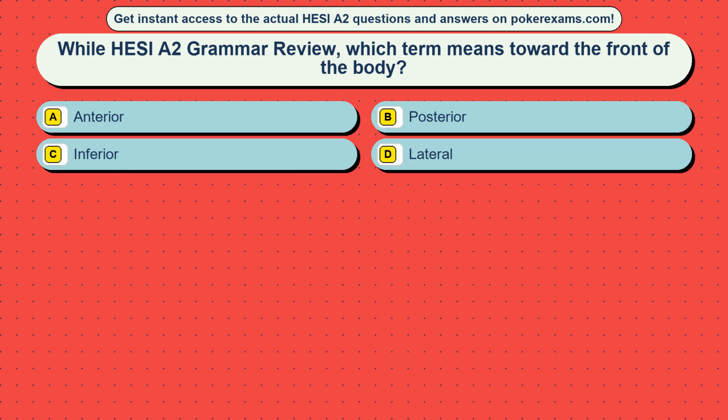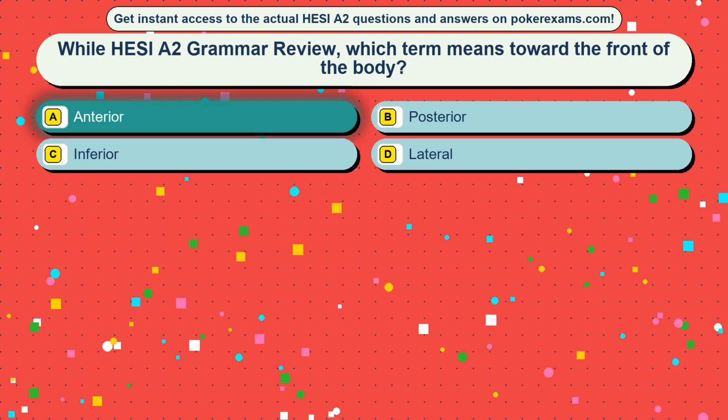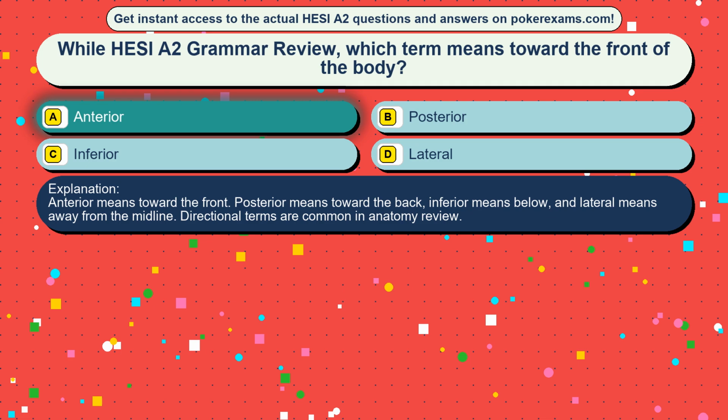Question 17. While HESI A2 Grammar Review, which term means toward the front of the body? Option A, anterior. Option B, posterior. Option C, inferior. Option D, lateral. The correct answer is option A, anterior. Anterior means toward the front. Posterior means toward the back. Inferior means below, and lateral means away from the midline. Directional terms are common in anatomy review.